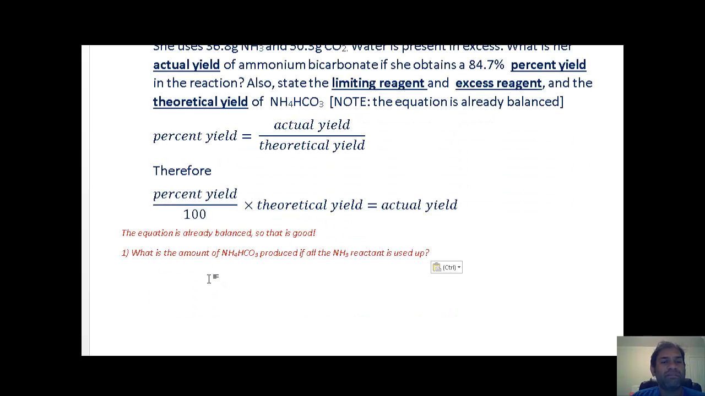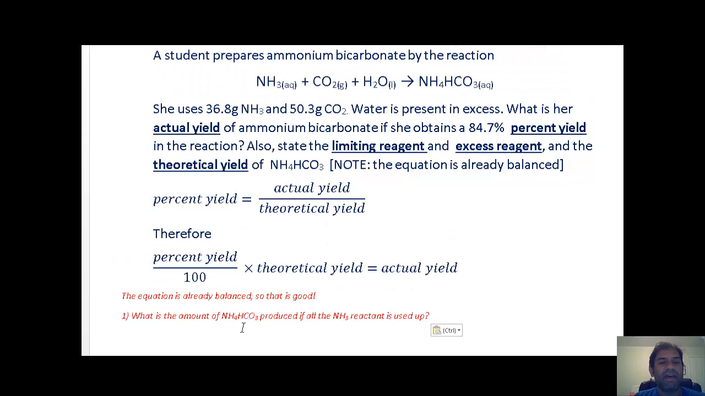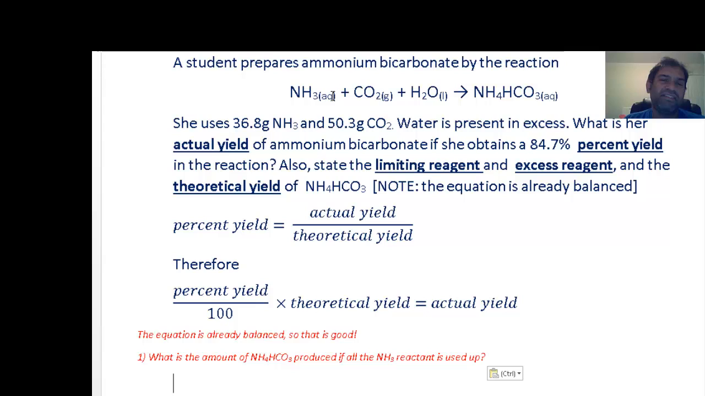The equation is already balanced. Our first question to set up this problem is: what is the amount of product NH4HCO3, ammonium bicarbonate, that we will get if all of this NH3 reactant is used up? We started out with 36.8 grams of NH3. Let's convert it to moles and then use the coefficients of the balanced chemical equation to determine the relationship. For every 1 mole of NH3, there's 1 mole of ammonium bicarbonate because the equation is balanced.